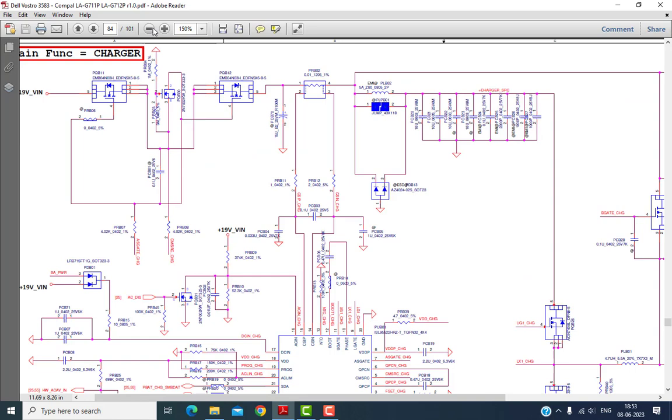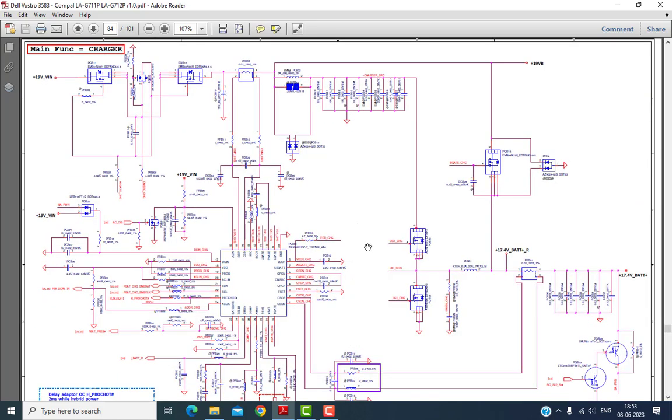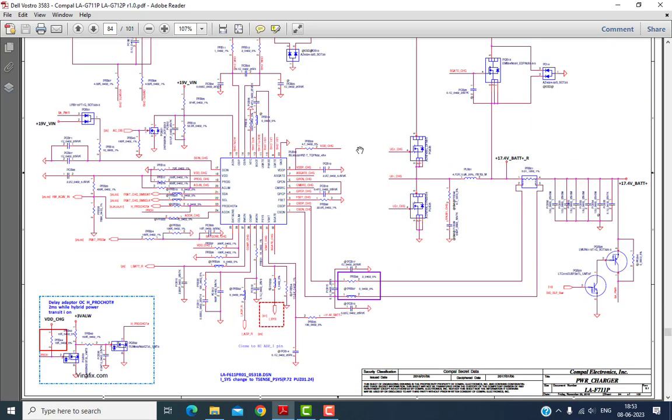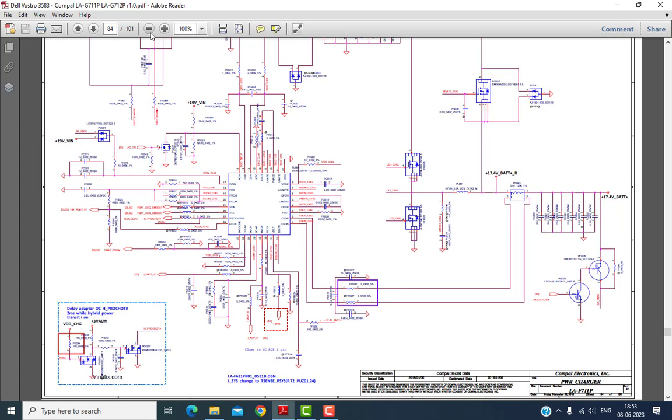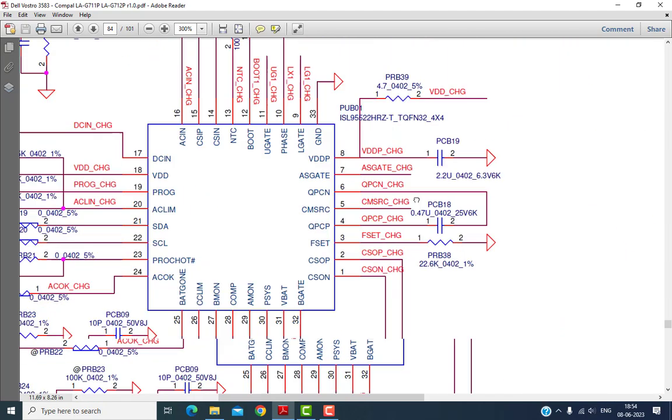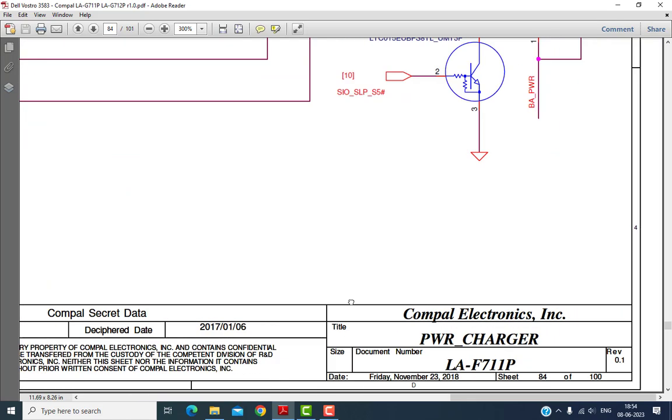I'll just zoom out. So this is my battery charging section. Now you'll ask, how can you know whether this is a battery charging section? It's simple. In every diagram there is a corner, and this corner is an explanation of what is on this page. We can call it the index page. I'll zoom this page. You can see in this corner, this is the index page.